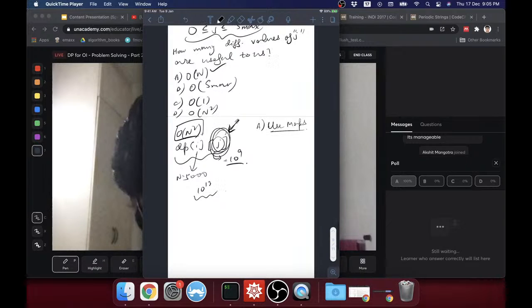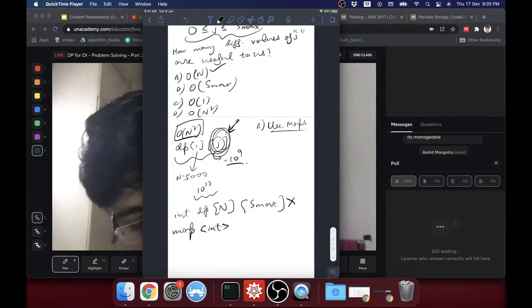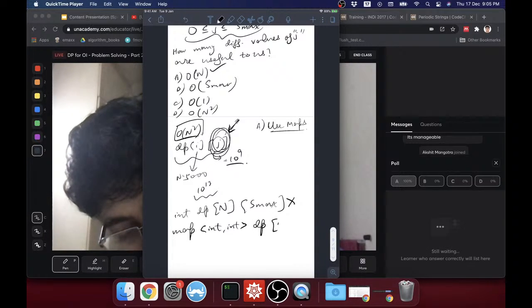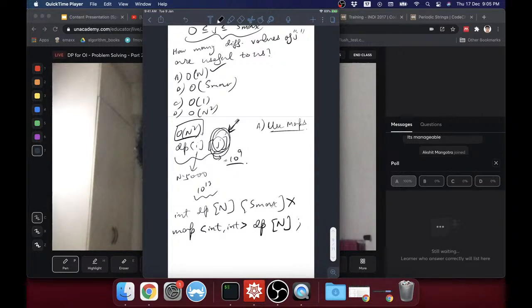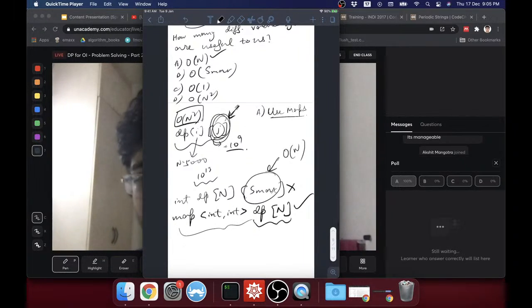This dimension shouldn't be an array, this dimension should be a map. So maybe instead of declaring it like this, int dp n s max, that's one way to declare it. Don't declare it like this. Maybe consider declaring it like map int dp n. So basically then dp i will be a map which will only have order n different values, and each will have order n different values.